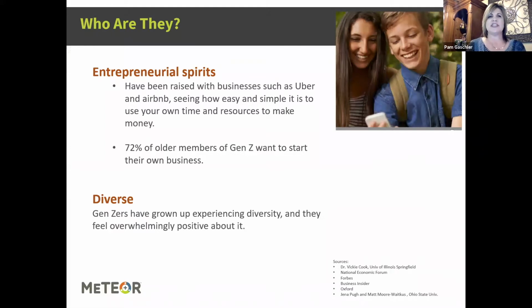This generation is also blessed with an entrepreneurial spirit. Love this about Generation Z. They've been raised with Uber and Airbnbs. So it gets their creative juices going. And how can I make an honest living and even beyond that, using my own time and my own resources.